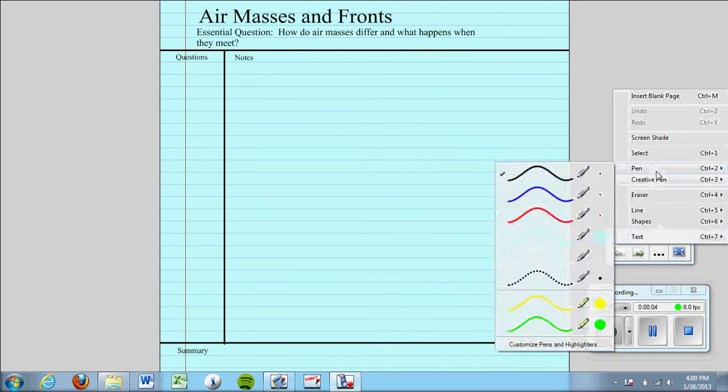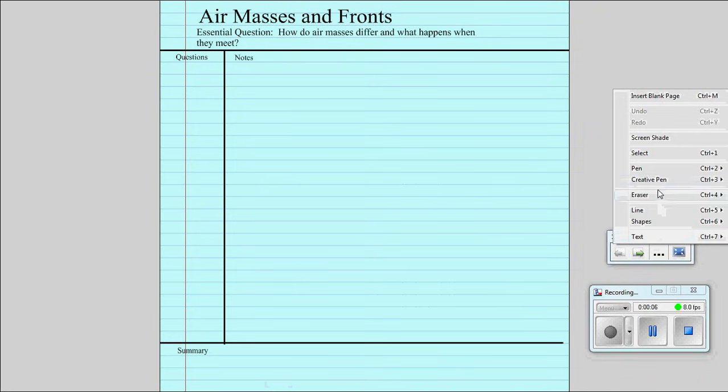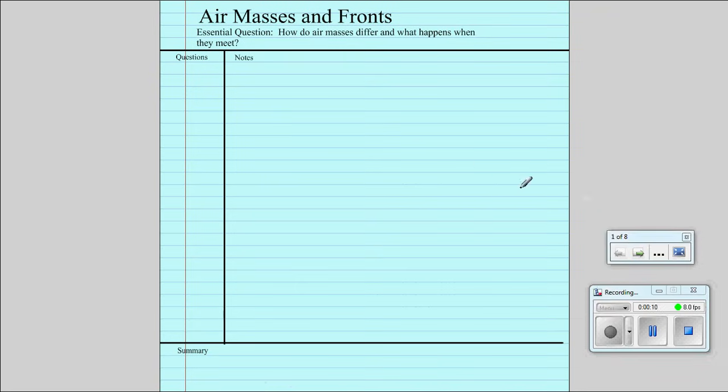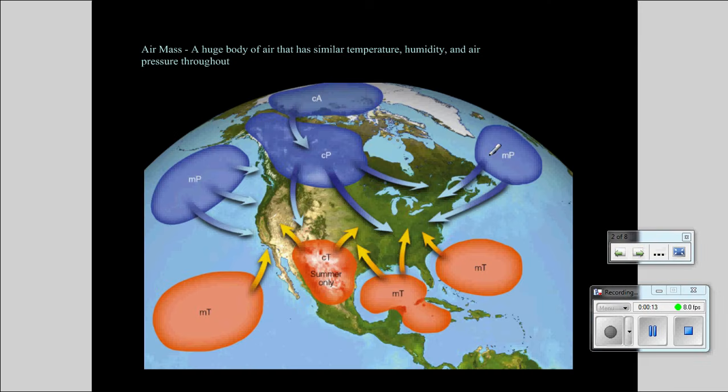Here's a video about air masses and fronts. The essential question we are answering is, how do air masses differ and what happens when they meet? Okay, starting with the major air masses that affect North America.